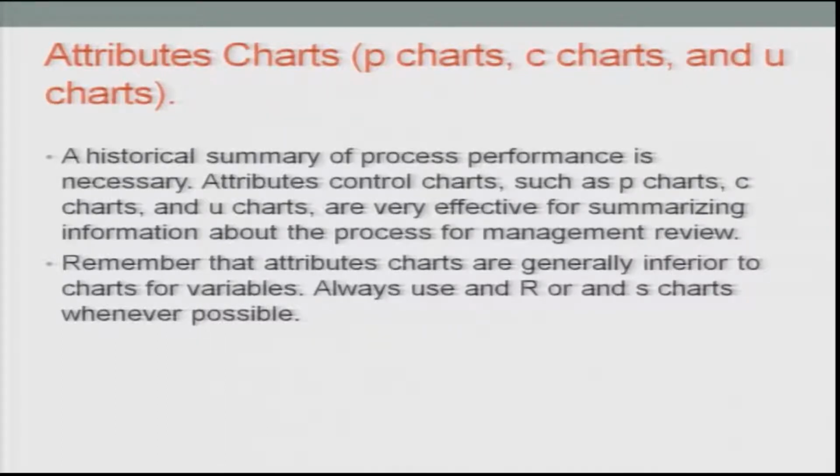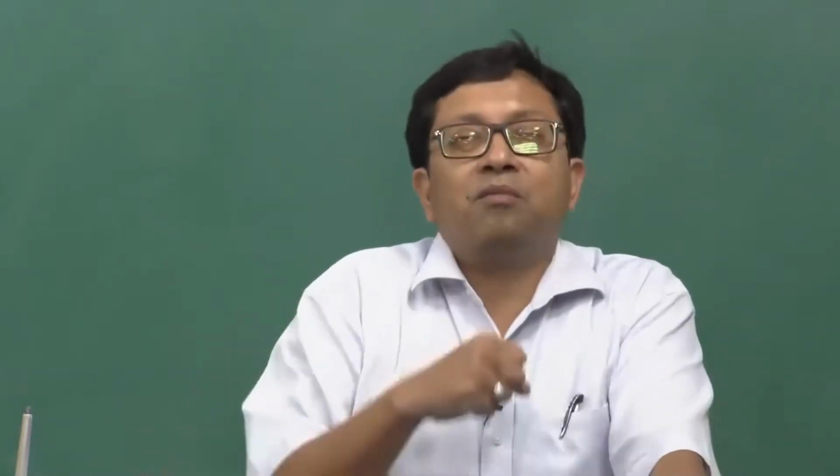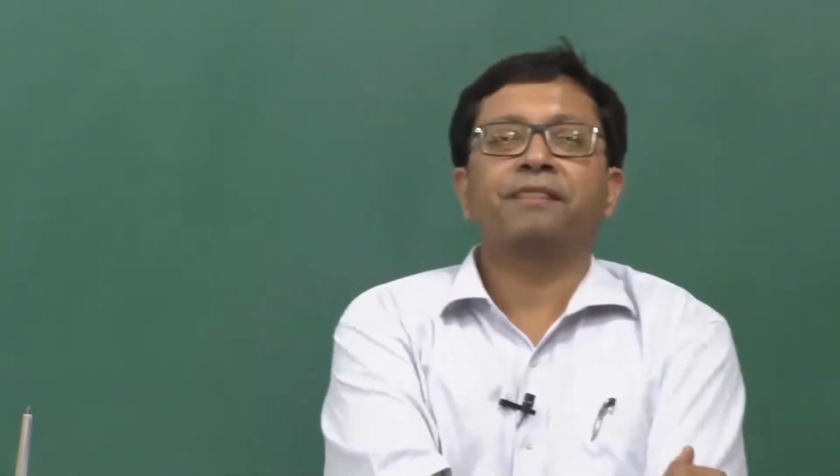Remember that attribute charts are generally inferior to charts for variables, which we did mention. So, always use the R or the S charts whenever possible. If you remember, the R was the range and S was the standard deviation. They would be utilized because they give you some extra information about the variability of the process. For example, the mean value may be fixed, but if the variability is changing quite dramatically, obviously there is some problem in the overall process.